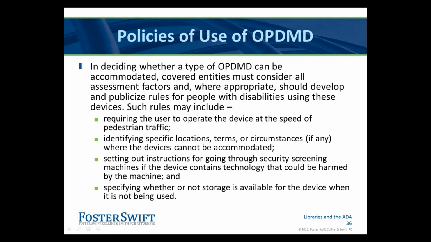Two, identifying specific locations, terms and circumstances where the devices cannot be accommodated. I think it's reasonable to say that you may have an elevator that is not wide enough to accommodate a particular type of scooter. And I think those types of locations, terms, and circumstances should be addressed in a policy. Also, setting out instructions for going through security screening machines if the device contains technology that could be harmed by the machine. I don't know how many of you have security screening machines or other devices that could harm it, but then policies will have to be put in place to address that.